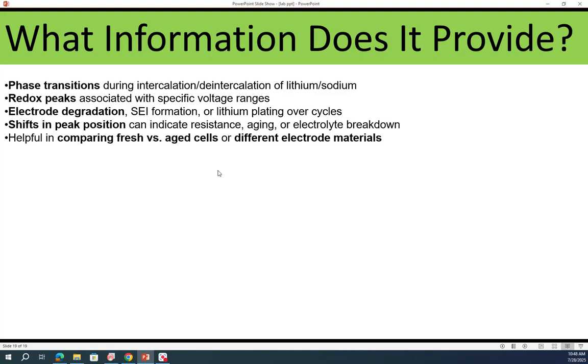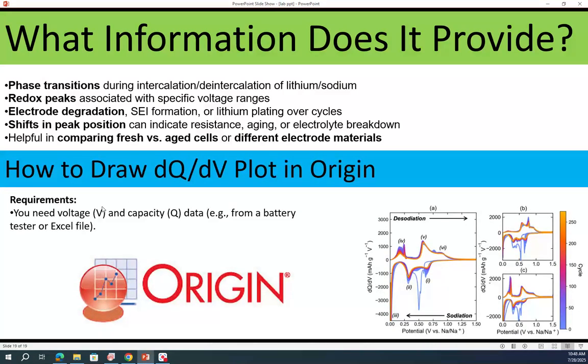So if we want to draw the differential capacity plots in Origin, we need only capacity and voltage data. There are many software like NEWARE and EC-Lab which can draw the differential capacity plots automatically, but there is a lot of noise. So in order to get beautiful dQ over dV or differential capacity plots, we need Origin. So let's get started.